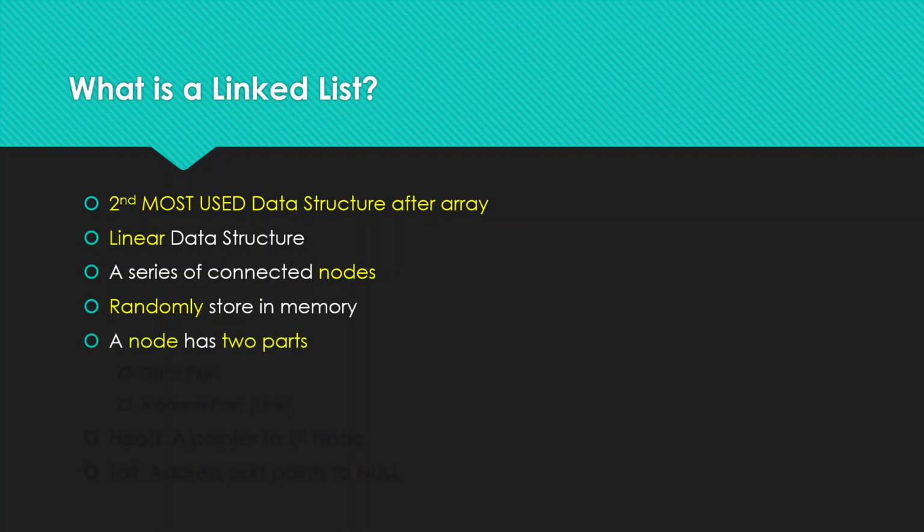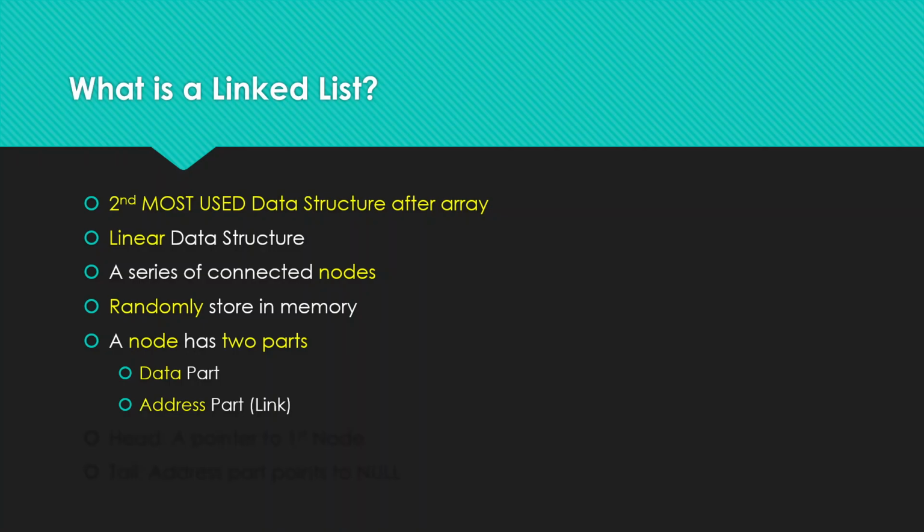Each node, what we call an element in an array, we call a node in a linked list, has two parts. The first part is the data part, and the second part is the address part. The data part stores the data that you want. It can store any type of data. Then the address part stores the link or the reference to the next node. The address is also called the link or the next variable, which is a pointer.